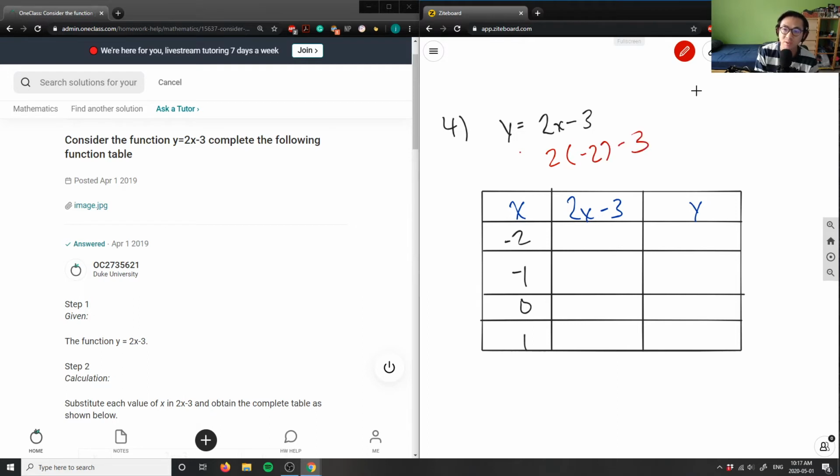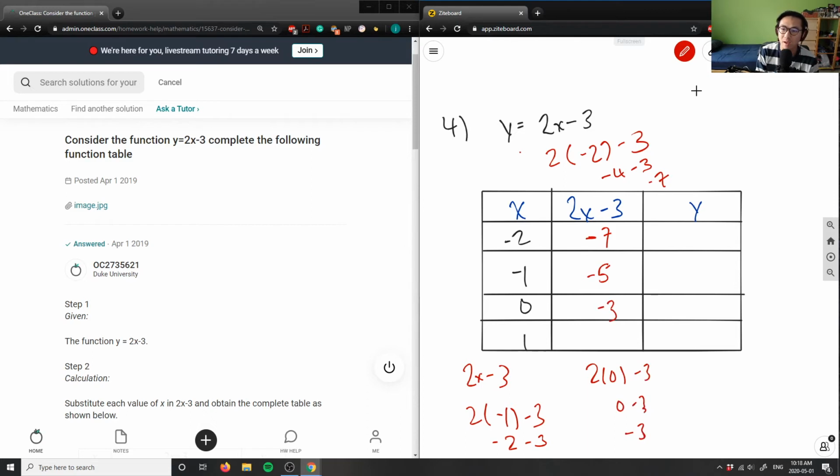So 2 times -2 is -4 minus 3, which means it's -7 here, right? So my first point here is -7. I can do the exact same thing with -1. I take 2x minus 3, 2 times -1 minus 3 here. 2 times -1 is -2 minus 3, so -2 minus 3 here is -5, right? I can do the same thing with 0 as well. So 2 times 0 minus 3. 0 minus 3 is -3.